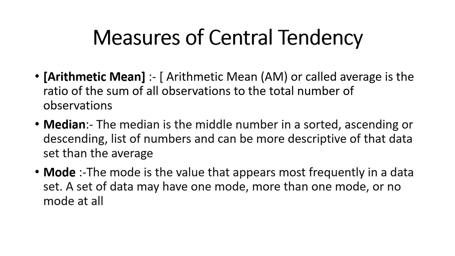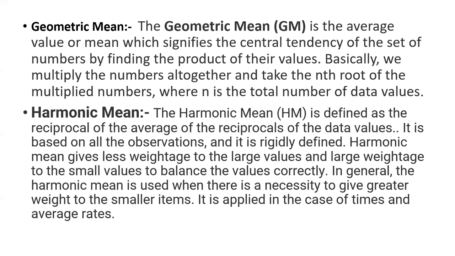So the mode will be the most frequent value. A distribution can have one mode, more than one mode, or no mode. Whenever the mode is not able to represent the data set, it is called an ill-defined mode.